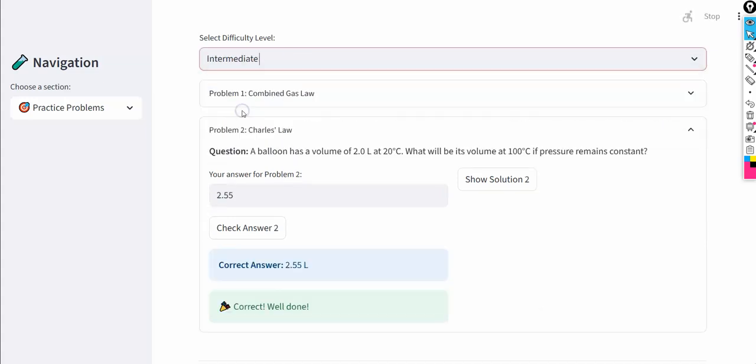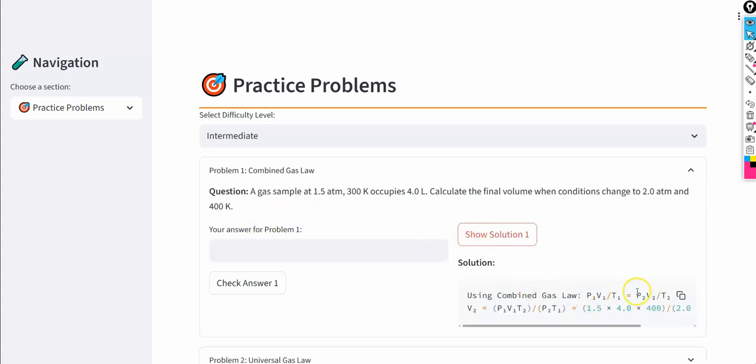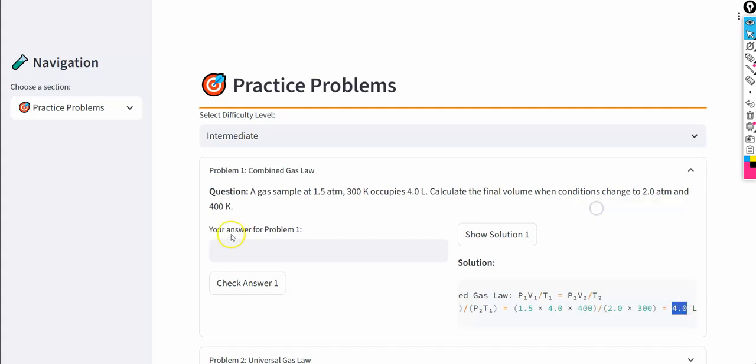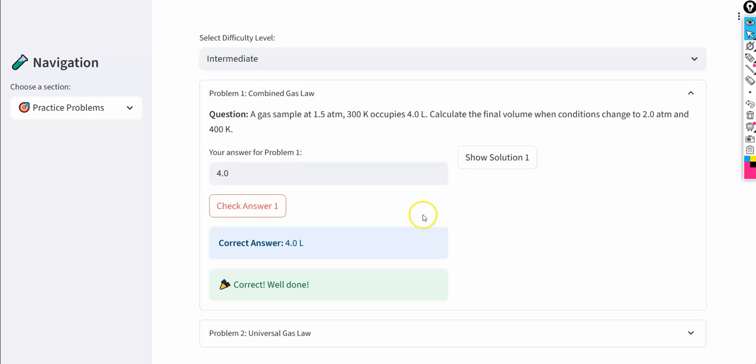Now for the intermediate level, you can go here. Suppose combined gas law: a gas sample at 1.5 atm and 300 Kelvin occupies 4.0 liter. Calculate the final volume when the condition changes to 2.0 atm and 400 Kelvin. You have to use P1 V1 by T1 equals P2 V2 by T2. From that you can easily calculate V2. Plug in all these values and you will get the answer. V2 is 4 liter. Now you can plug that in, it is correct, well done. So you can check your answer.